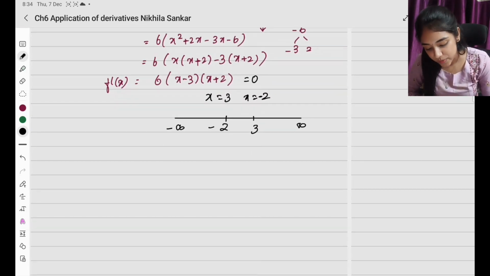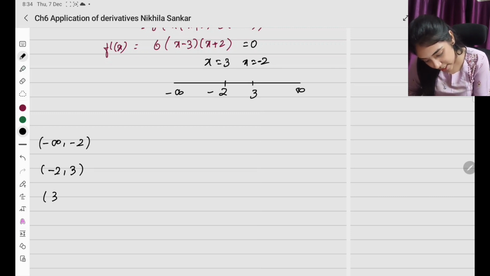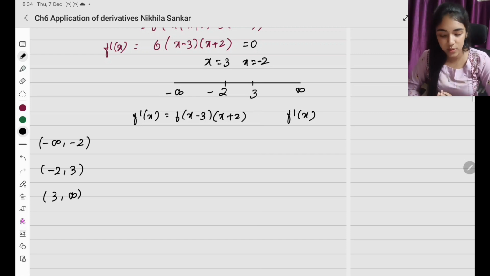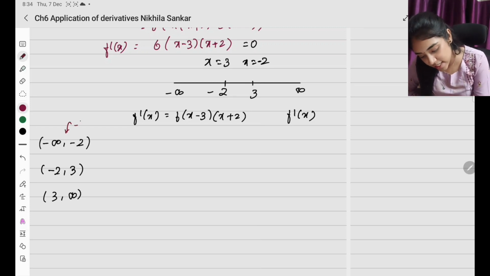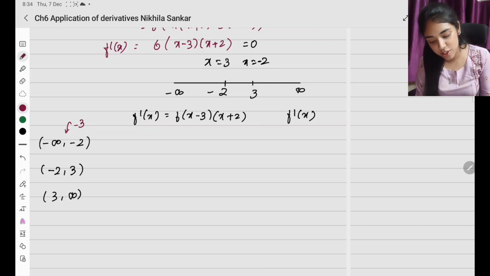Okay. So my intervals are going to be minus infinity to minus 2, minus 2 to 3 and 3 to infinity. And what are we going to check it with? F dash of x, which is x minus 3 times x plus 2. I have to check if f dash of x is less than 0 or greater than 0 in this tabular column. So this is how it's going to look. Now, when I substitute the value in minus infinity to minus 2, I can take some value, minus 3, which is close to minus 2. So when I substitute the value, what happens?